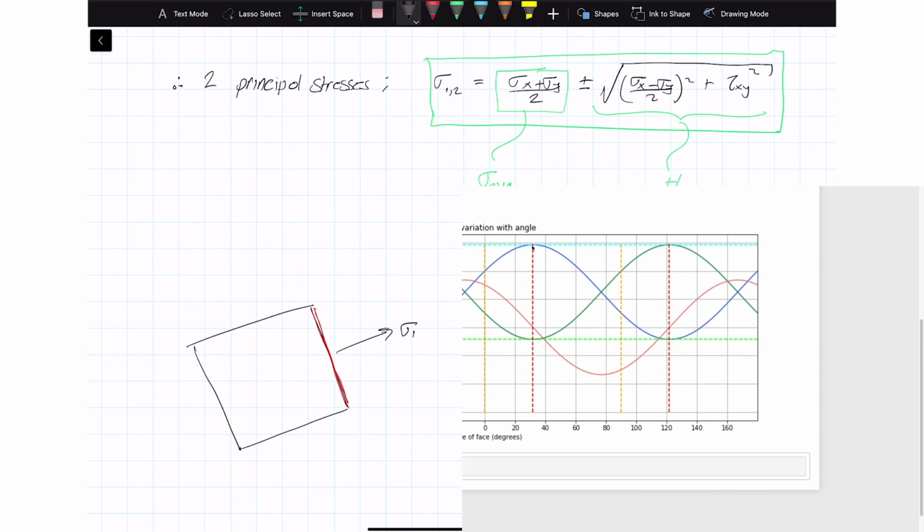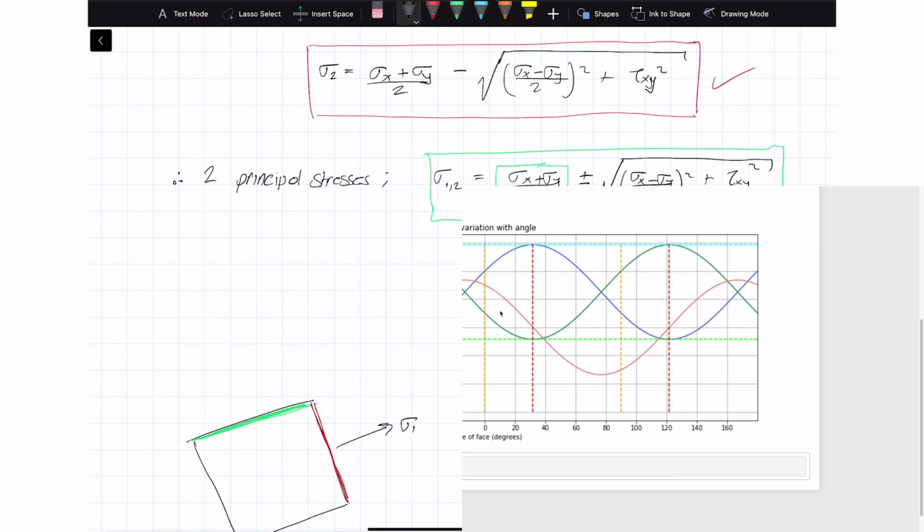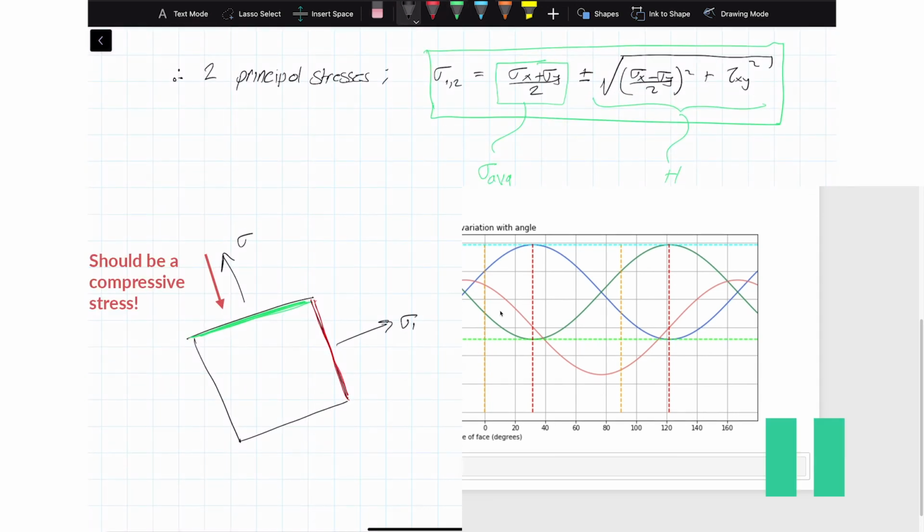Now at the very same time, we have a stress acting on a plane orientated at 90 degrees to that, which is this plane here. And if we look at the stress sigma y, what's the value of the stress sigma y? Well, it's at its minimum value down here, which was minus 0.21 newtons per millimeter squared. So at the very same time that I have sigma 1 acting on the red plane, I have sigma 2, the smallest value of stress, acting on the y plane. So that's sigma 2.